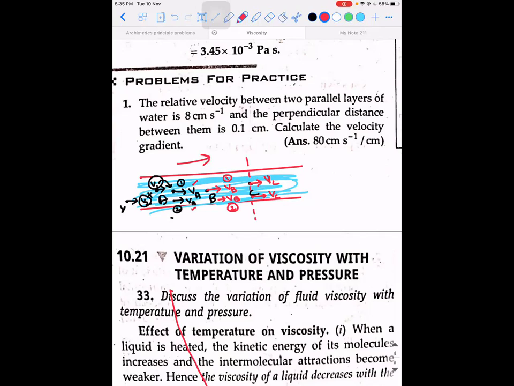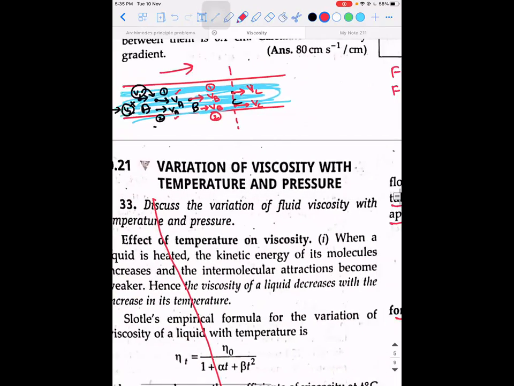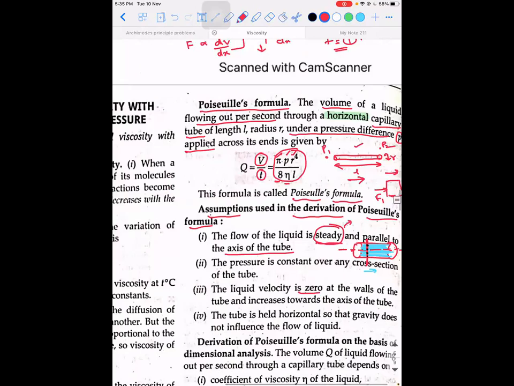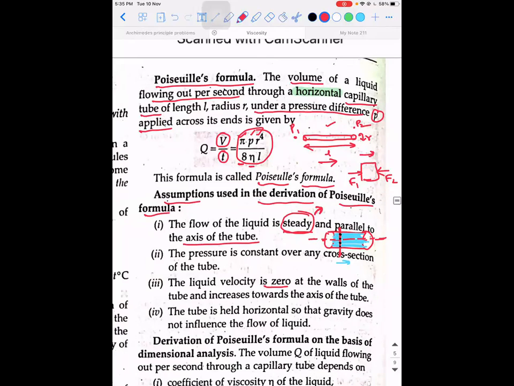In practical terms, it is very difficult to achieve this. So that is why we call it an assumption. This kind of liquid flow is called ideal flow, which is actually not possible. That is what is meant here. The flow of a liquid is steady and it is parallel to the axis of the tube. Secondly, the pressure is constant over any cross section of the tube.